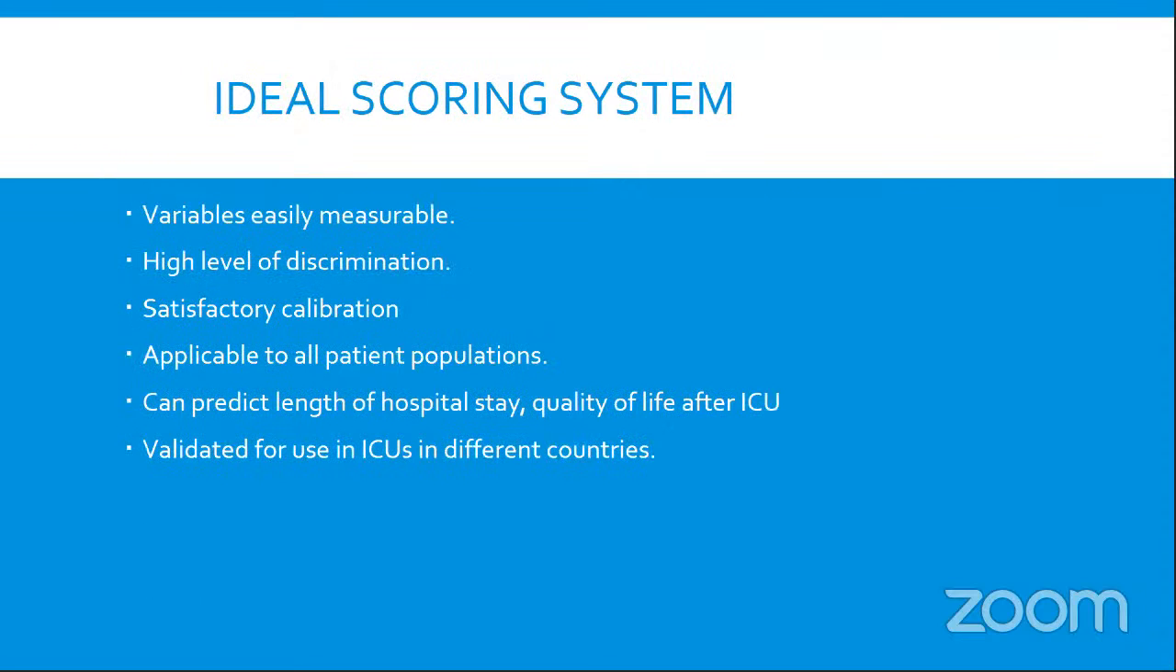There are characteristics of an ideal scoring system. One, the variables must be measurable. All that we've been discussing from the beginning is that whatever data you pick should be measurable. Two, a high degree of discrimination, differentiating whether the patient is alive or dead. Three, satisfactory calibration, which looks at the index patients from whom most of these scores are generated and compares them to what you're getting. And then it should be applicable to all patient populations.